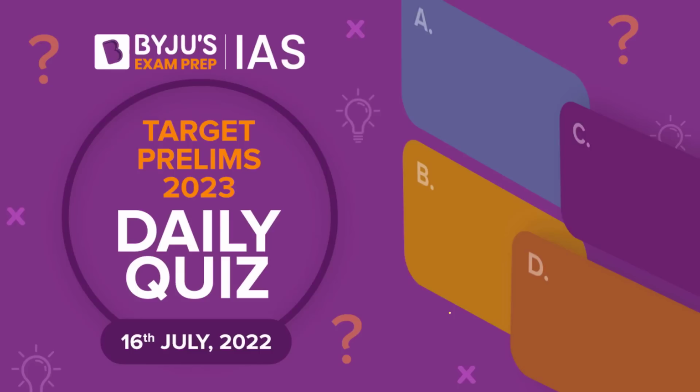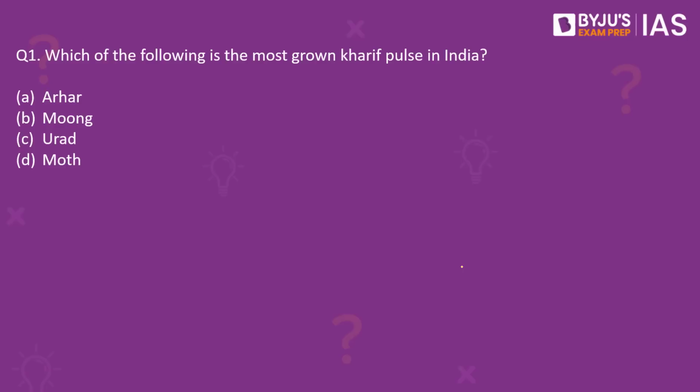Let's begin the daily quiz for today with question number 1 on your screen. Which of the following is the most grown Kharif pulse in India? Arhar, Moong, Urad or Moth? Which of these pulses is grown in the largest quantity in India? The correct answer here is A.